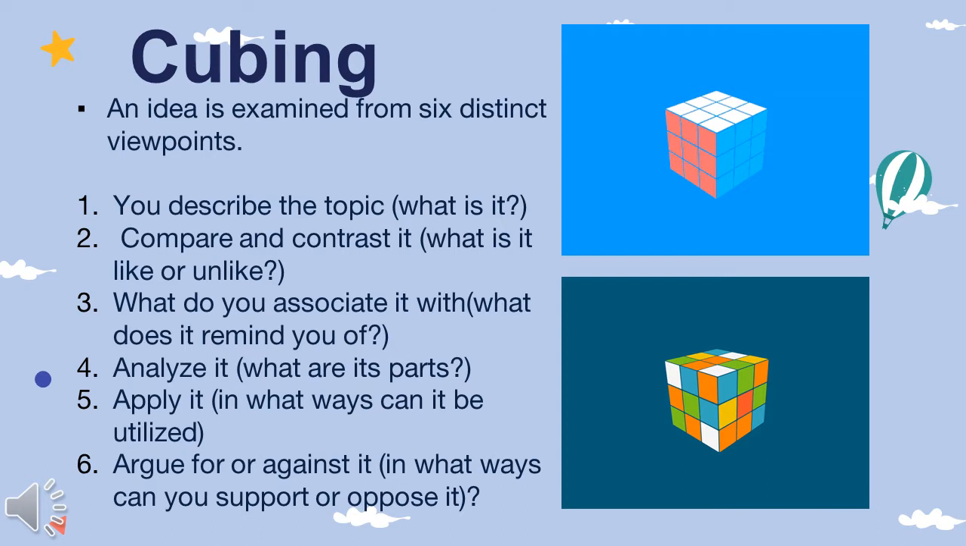What does it remind you of? And fourth, we have analyze it. You need to determine the parts by simply giving a good analysis of it. The fifth one is what we call apply it. You're going to think of in what ways it can be utilized. How are you going to apply the concept within your cubing? How are you going to apply it for real? And last is to argue for or against it. You may simply answer the question, in what ways can you support or oppose it? And of course, you need to stick with that argument.